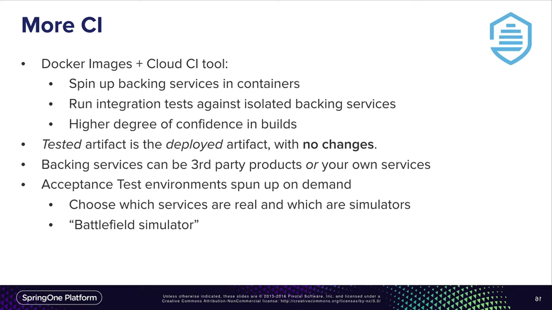So we can spin up backing services and containers. Those can be our services, they can be databases, they could be queues. It doesn't make any difference. We can then run our integration tests against the backing services. The key here is that the tested artifact is exactly the deployed artifact, and there is never any change between the thing that passed the tests and the thing that's running in production.